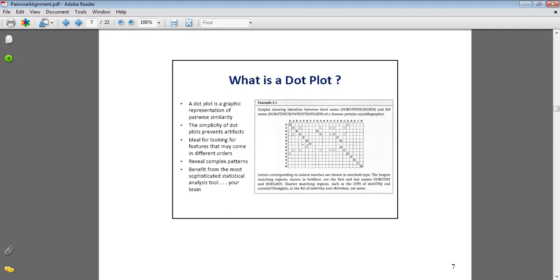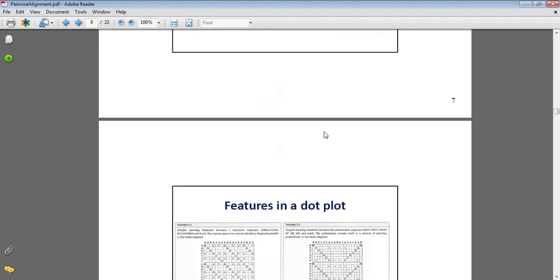Here is the showing: when you have similarity, we can plot the dots from the similarity region. So these dot plots show identities between short sequences, such as those from protein crystallography. When you find the similarity between sequences, you can plot a dot at that site. So from this method, you can identify the similarity between two sequences.